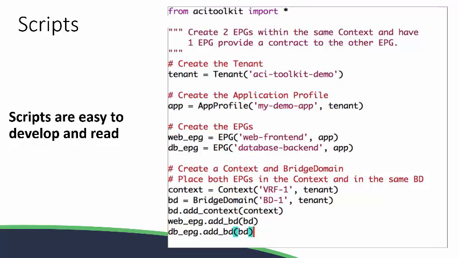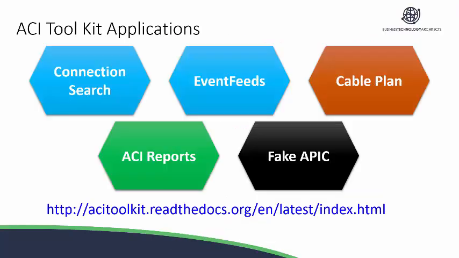So you can actually run through and add additional stuff, and you can play, and it's actually a lot of fun. ACI Toolkit applications, here are some additional ones. Connection Search is a standalone web app that runs on the local host and connects to the APIC via the RESTful API. It can produce a database of endpoint connectivity. Event feeds convert ACI events to Atom feeds. Atom feeds are used by some NOC and NMS solutions.